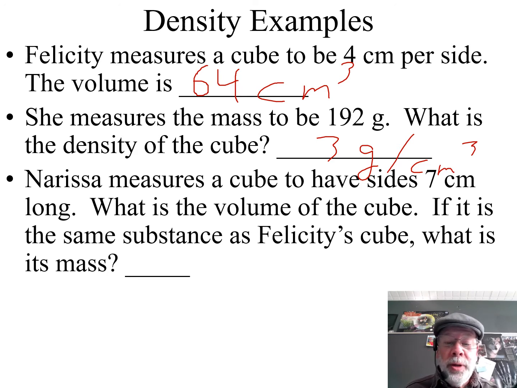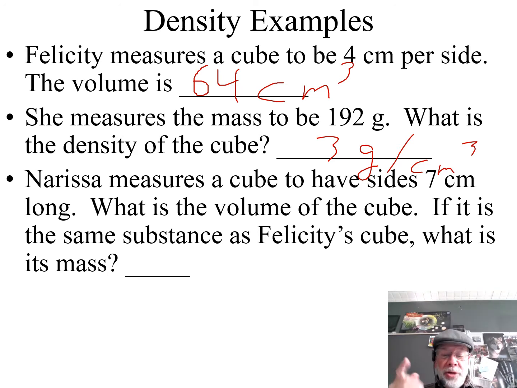Narissa has a cube that measures a cube to have sides of 7 centimeters long. What is the volume of the cube? All right, well, 7 times 7 times 7. So 7 times 7 is 49 times 7 equals 343 cubic centimeters. If it's of the same substance as Felicity's cube, what is its mass?